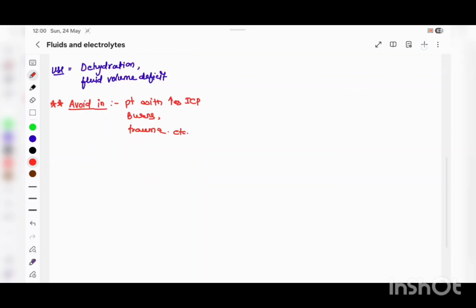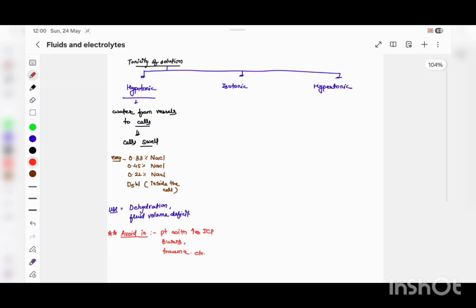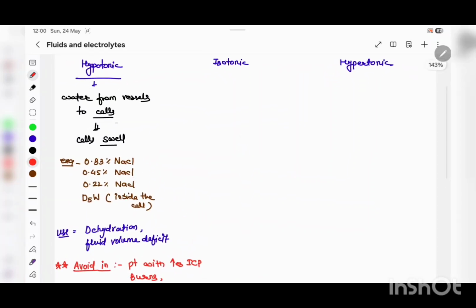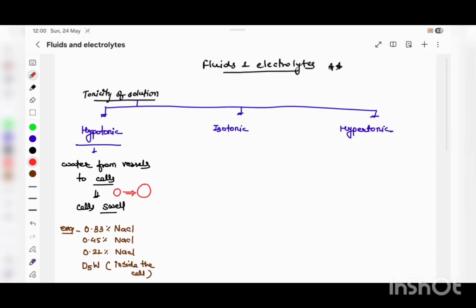So these three things you should remember because these are important. Okay, so this is overall hypotonic. Water moves from vessels to cells, cells swell, and these are the examples. We'll use it in dehydration and fluid volume deficit, and we should avoid it in patients with increased ICP.